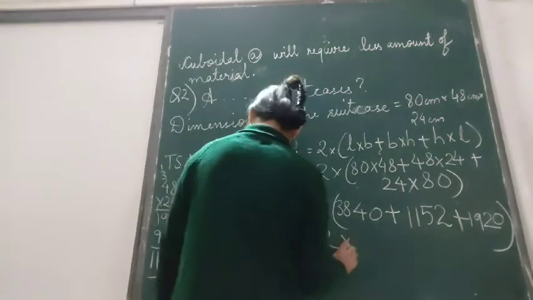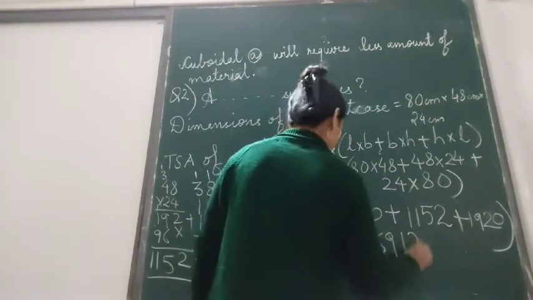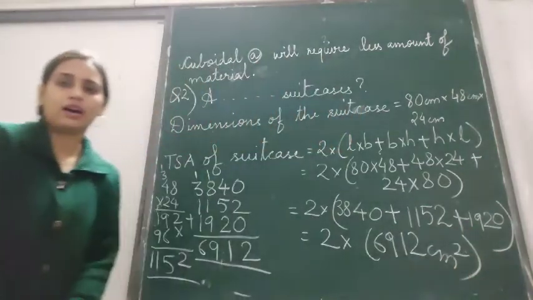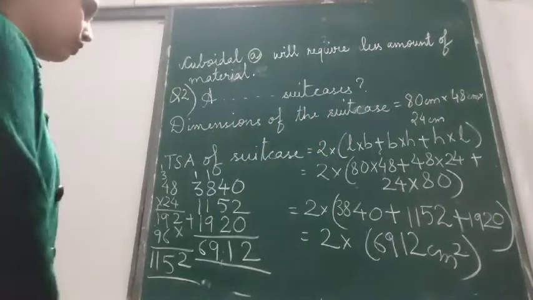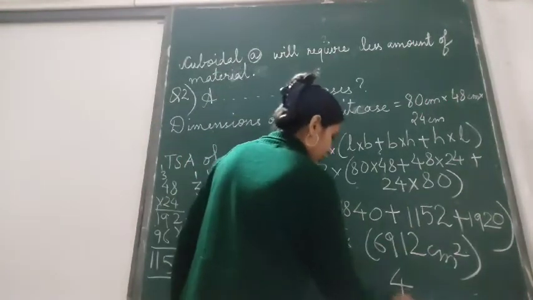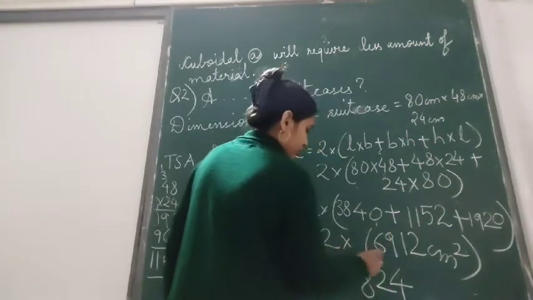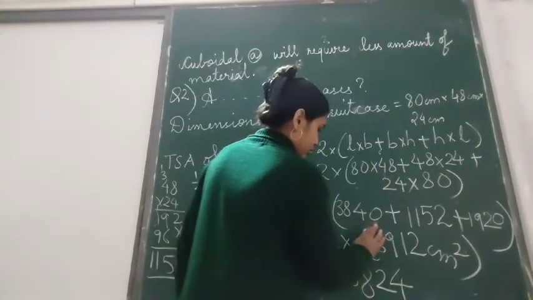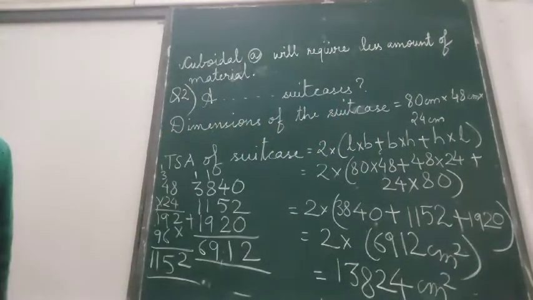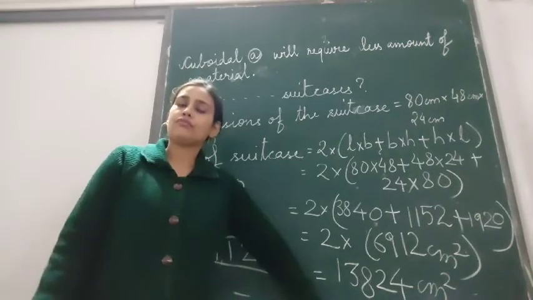So 2 times, 6, 9, centimeter square. All are centimeters. Now we multiply them by 2. 2 twos are 4, 2 ones are 2, 2 nines are 18, 2 sixes are 12. Centimeters square. Okay, so this is the total surface area of one suitcase.